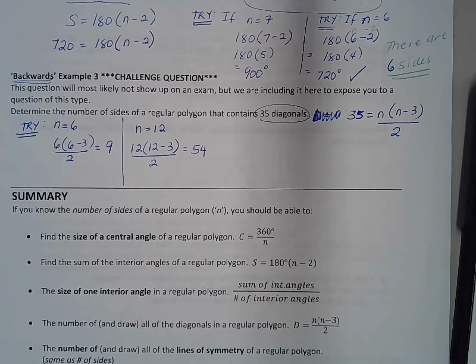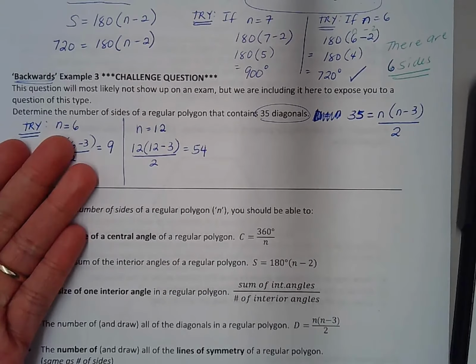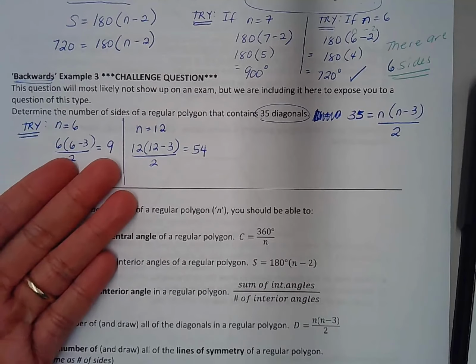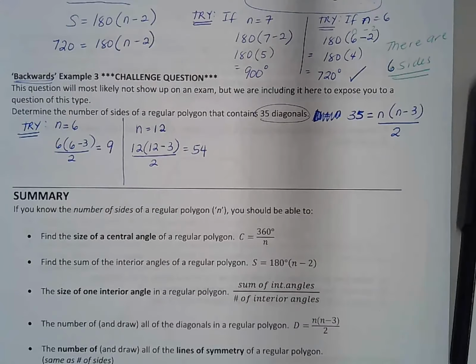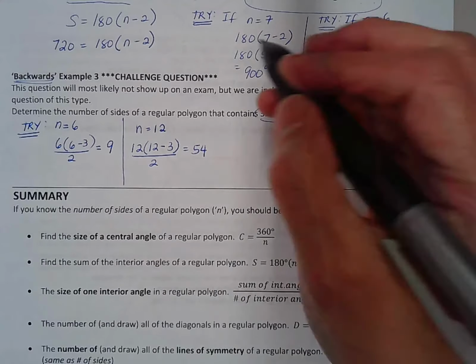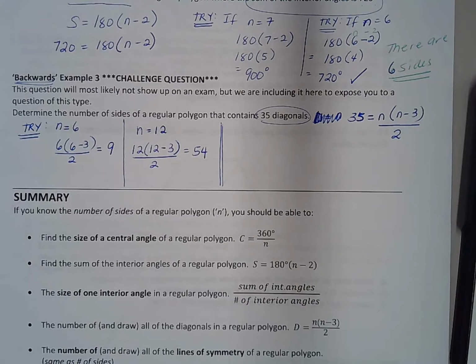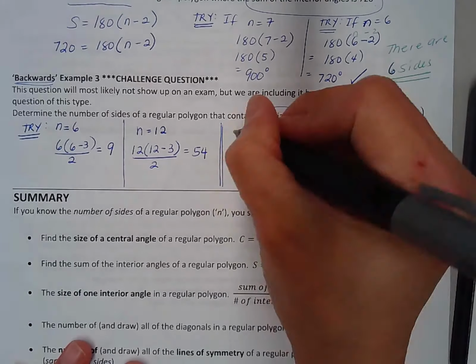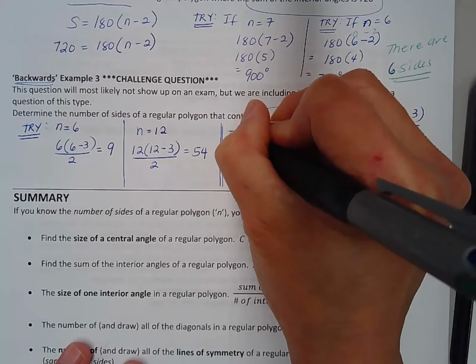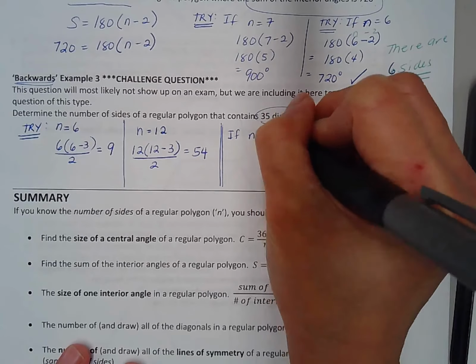What's your instinct saying? Too much. So 6 is too little, because we only got 9, but 12 is too much. We got 54, and we want 35. Let's try another one. 10? Okay, let's give it a try. Now what if it's 10? If n equals 10, 10 sides.